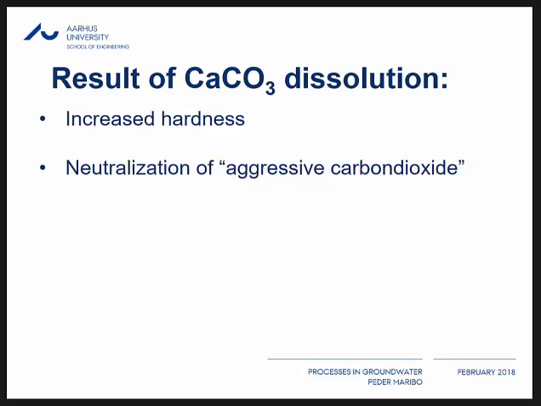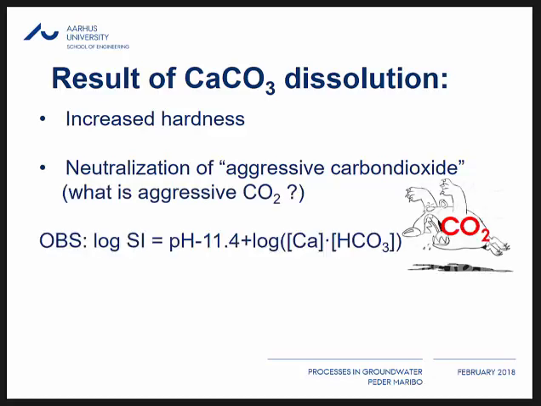And what is aggressive carbon dioxide? It's carbon dioxide that has not had a chance to react, and hence is present as carbonic acid, well, as a result of you could say an oversaturation, where you have been producing CO2 and hence carbonic acid that has not yet reacted with anything.